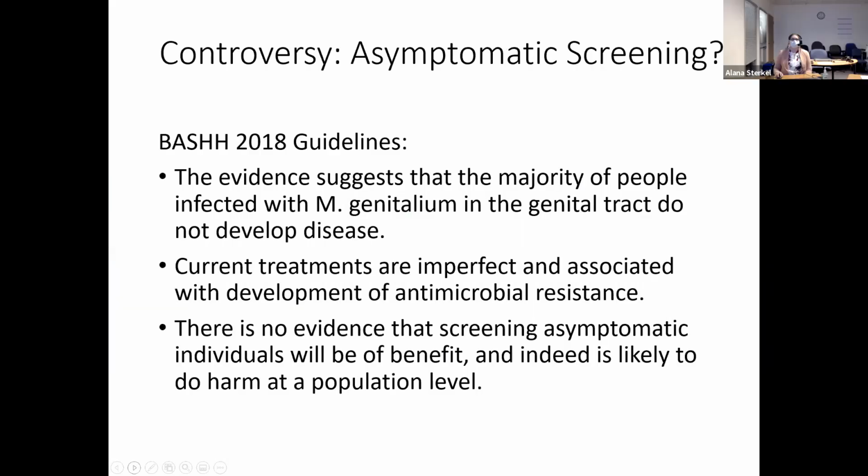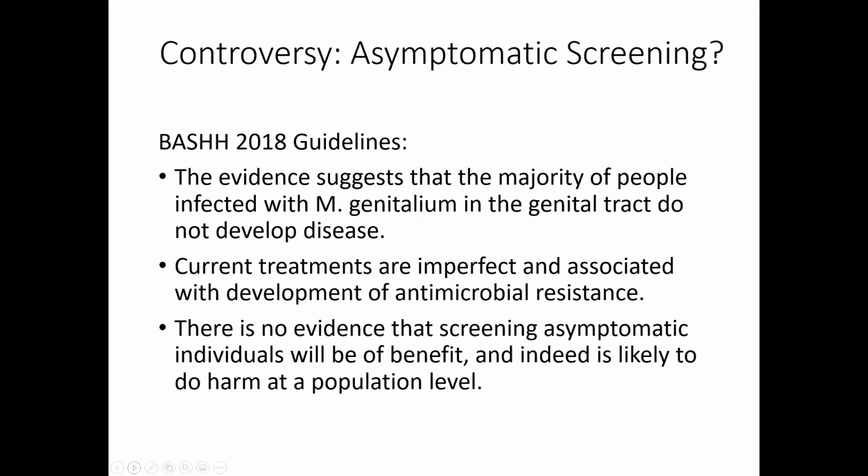So, again, Mgen is not the new chlamydia, and I want to be clear about that. While it certainly can cause some symptoms, we screen everybody for chlamydia, and I would argue against screening everyone for Mgen.